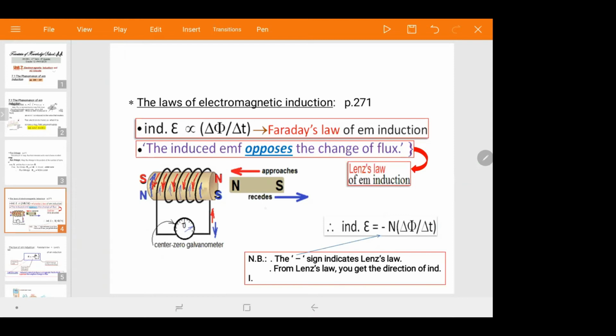Since a north pole is receding, if you are to stop the magnet from moving away, you don't hold it with your hand. You give it a south pole, because south pole and north pole attract each other, meaning you're trying to stop it from moving away. So if this end of the coil is a south pole, the other end of the coil would be a north pole. Why? Because there are no monopoles in nature.